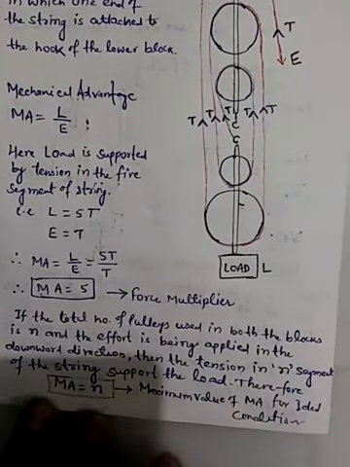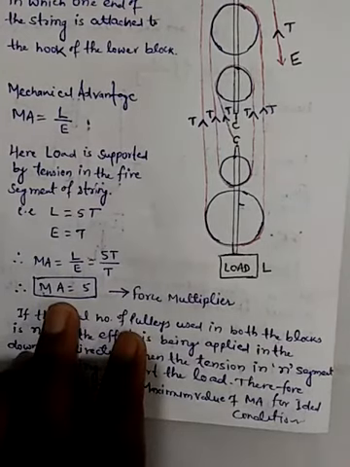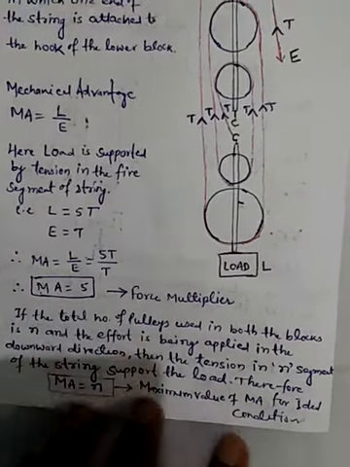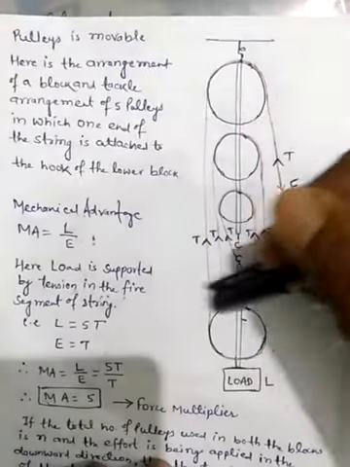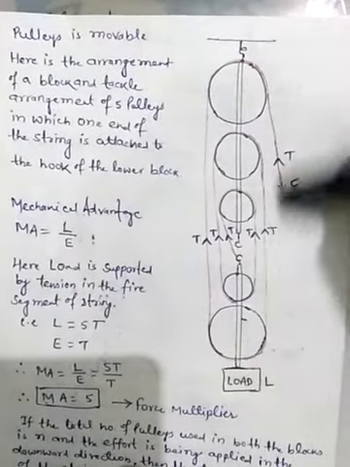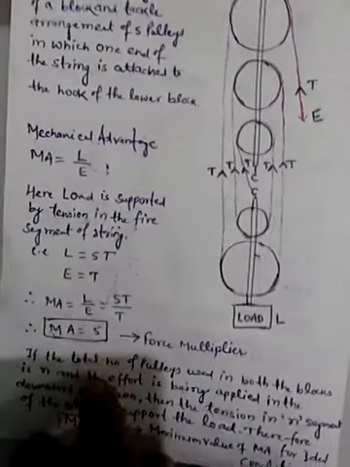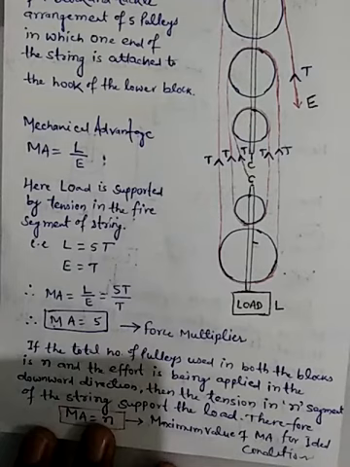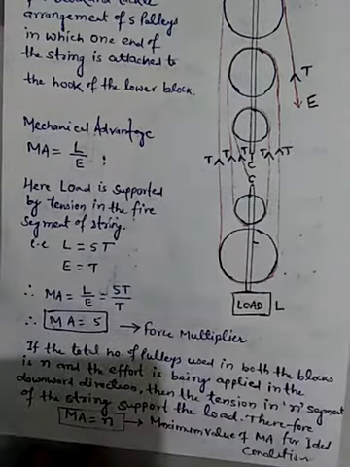This is the maximum value of mechanical advantage, which is for the ideal condition, where the efficiency of the system is 100%. At that situation, mechanical advantage will be equal to 5. If you see the diagram, we observe that the number of pulleys is 5 and the mechanical advantage is also equal to 5. There is a relation between the number of pulleys and mechanical advantage.